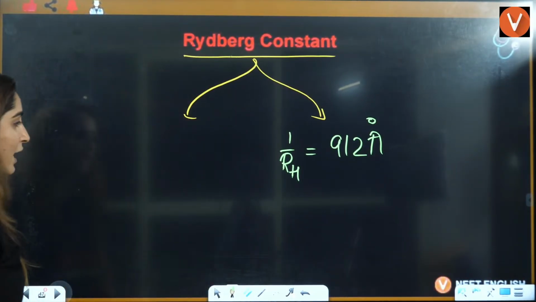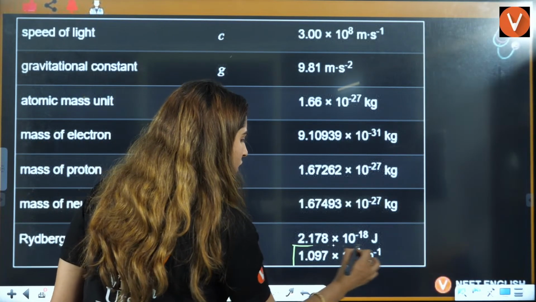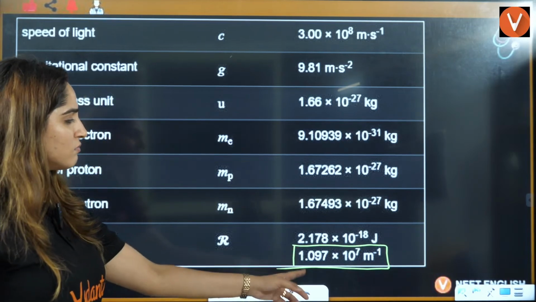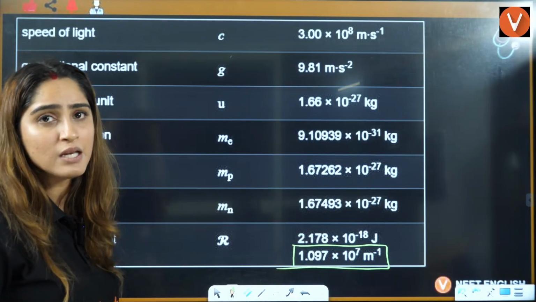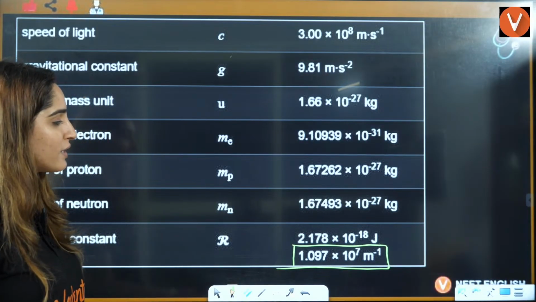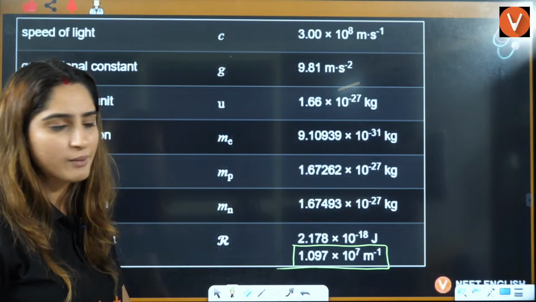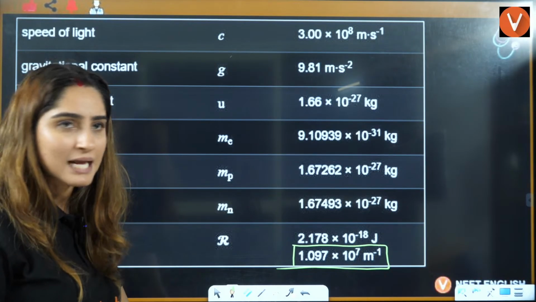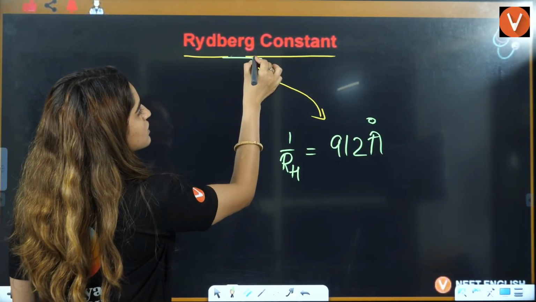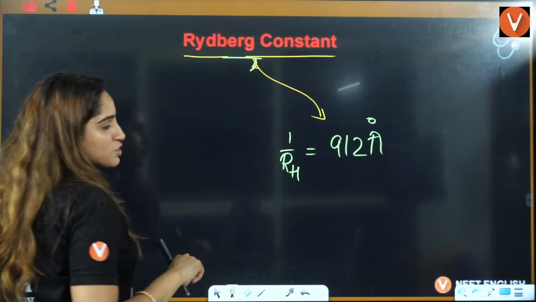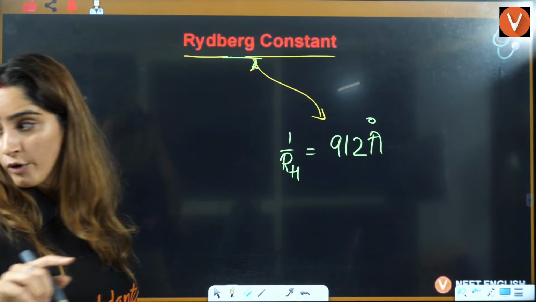But the value of simple R_H you can see here, that is in per meter. You can remember this value, you can simply write 1.097 times 10 raised to power 7 per meter, or you can also write it as 10971 per centimeter. That's totally your choice. But this is important: the value of 1 by R_H in angstrom is 912 angstrom.